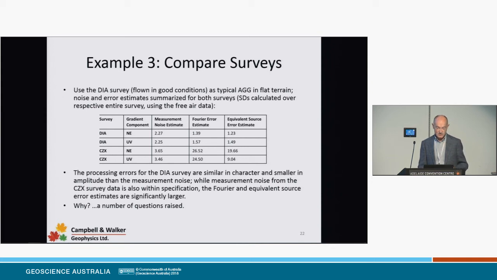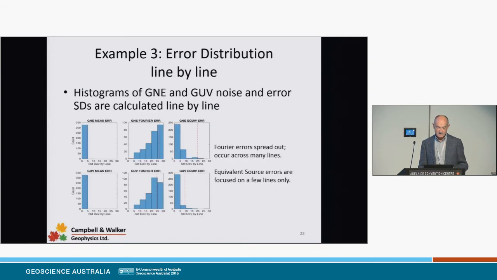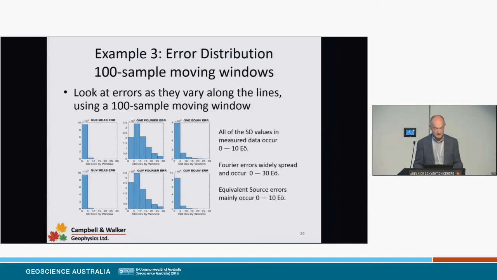We see a measurement noise in the NE and UV of under 2.5. The Fourier estimates come down, equivalent sources come down. Great, everything's working. When we look at the Akai and Ewan North block, Fourier is over 20. Equivalent source does a much better job, but it's still struggling. Why? That raises some questions. So then we wanted to look at it line by line.